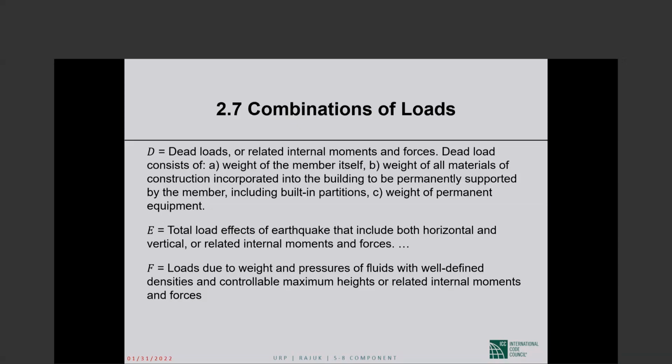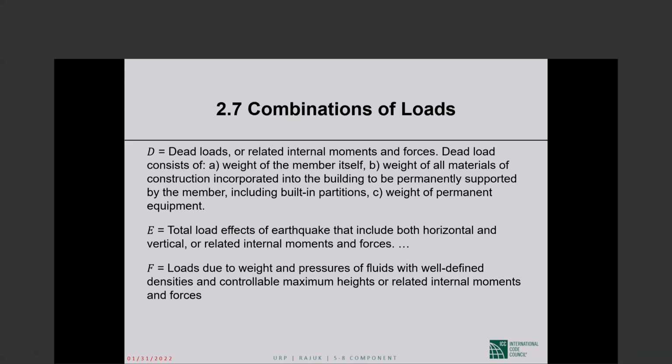Okay. Secondly, as I said, it is made up of two parts. It consists of horizontal earthquake effect and vertical earthquake effect. So quite a bit to be said about E, which will come next week.